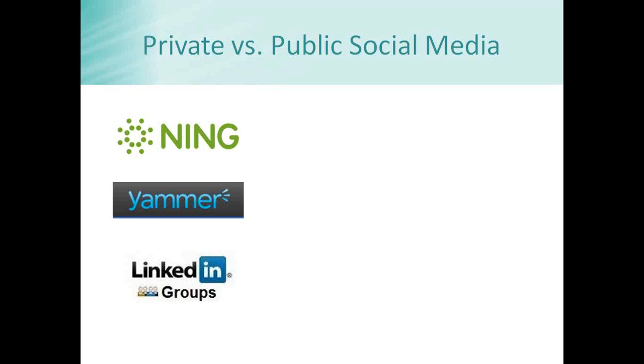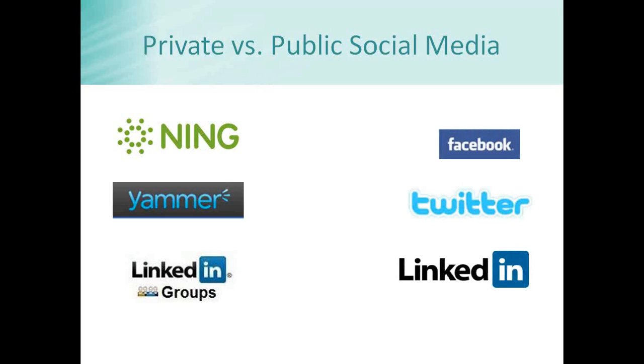So Ning is one tool that you might want to consider for bringing together your unique group of stakeholders or your project team. Yammer is the Twitter equivalent. It is a microblogging tool that is shared among enterprises, and LinkedIn groups are a tool within LinkedIn that you can create as a private group only for a select group of people. We all are aware of Facebook, Twitter, and LinkedIn, the public social tools, and of course they have their place in many project management realms as well.